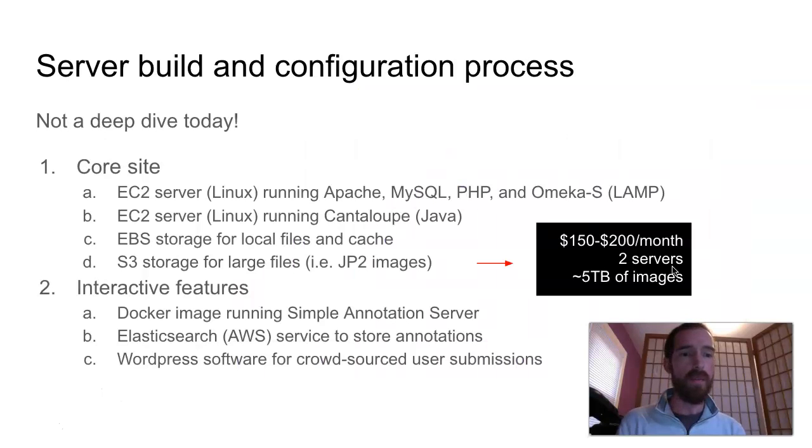So in this very compressed overview of our project, what we ended up with was 2 EC2 servers, one running Java so that we could deliver the images via Cantaloupe, and one running LAMP stack with Omeka. All of our JP2 images are stored in an S3 bucket, and this is costing about $150 to $200 a month for 2 servers and 5 terabytes of images.